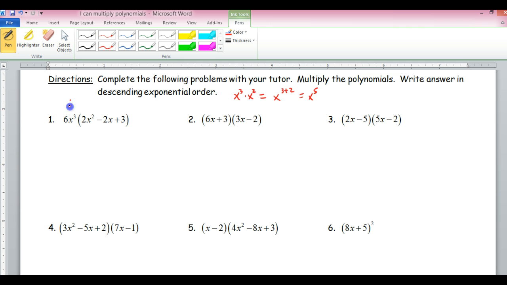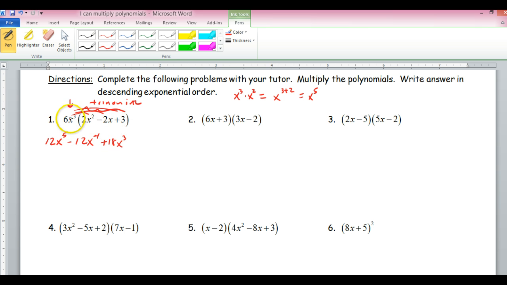In this first one, we have a monomial times a trinomial. When we multiply these together, all we are using is the distributive property. Multiply the coefficients, and multiply the variable expressions by adding the exponents. So 6 times 2 is 12. X to the third times x squared is x to the 3 plus 2, which is 5. And 6 times negative 2 is negative 12. X to the third times x is x to the fourth. And 6 times 3 is 18x to the third.